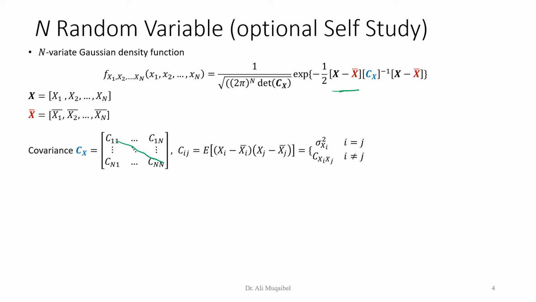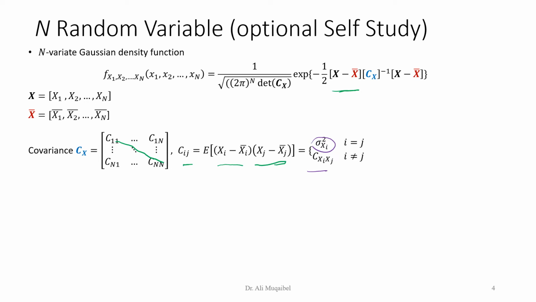Remember that the definition of the covariance between two variables i and j is equal to the expected value of the first random variable minus its mean times the second random variable minus its mean. Of course, if we're finding the covariance of the variable with itself, then we get the variance here. And if i does not equal j, we'll get the covariances. So this is how we write the n random variable equation in general.